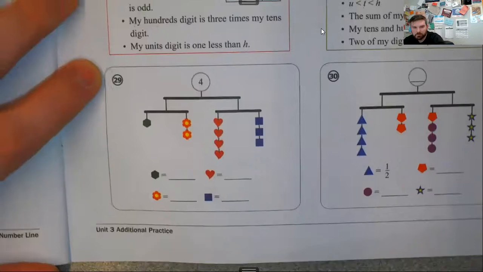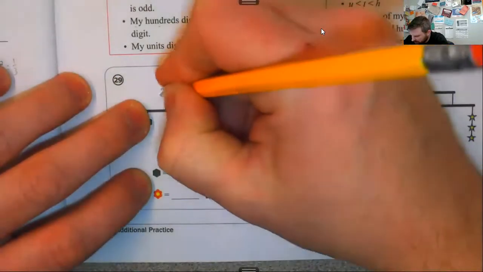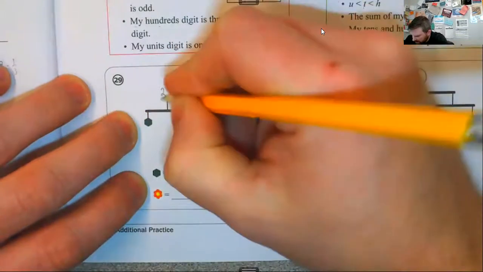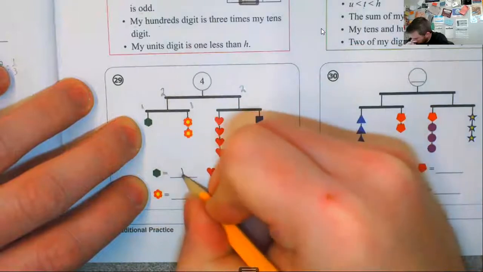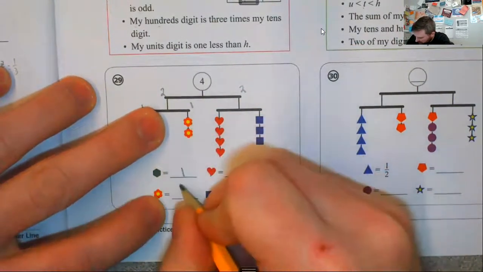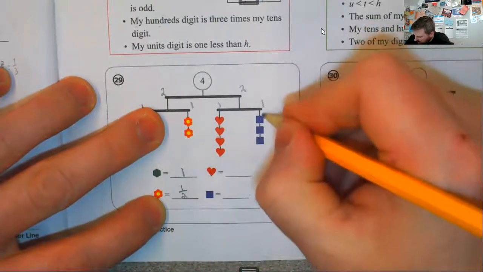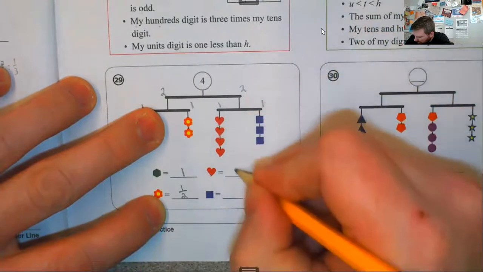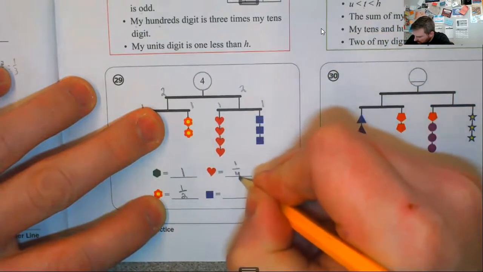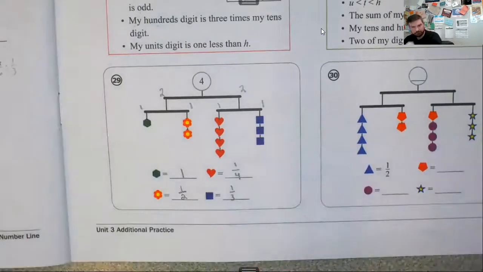All right, number 29, you got 4, split that up, you get 2 and 2. Split that up, you get 1 and 1. So this is 1. You want 1 out of, and you got 2 to split it. You got 1 and 1. The heart, you got 1, 2, 3, 4, so they're worth a fourth. And a square, you got 3 of them, so you get a third.